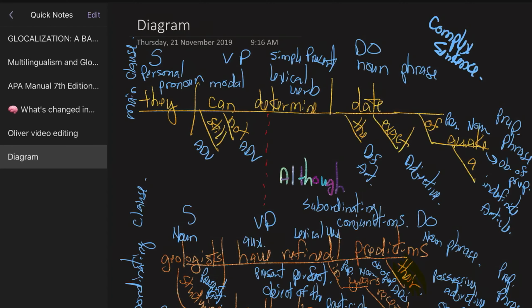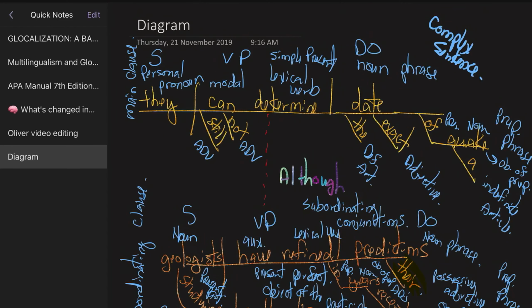So we'll need the subordinating conjunction just below the verb, the subordinating conjunction although, and then we start our subordinating clause, beginning with geologists, which is going to be our noun functioning as the subject. We're going to have refined as our verb phrase. We have the auxiliary have along with the lexical verb refined. This is in the present perfect, so we have refined as our past participle of the verb refine. Then we have a direct object, predictions. This is going to be our noun.